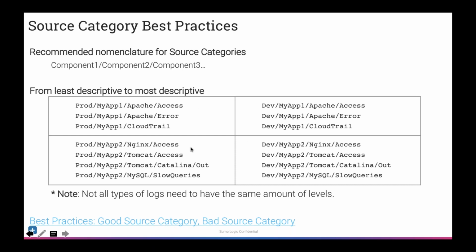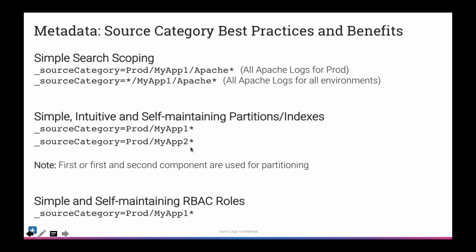All right, why are we suggesting this kind of source category? Well, the cool thing is because you can use wildcards. So this makes it a lot easier for searching. If I say, in my search, source category equals prod / my app / Apache star, then that means I'm going to get all my Apaches, whether it is Apache access or Apache error. I'm going to grab all those log files as well.